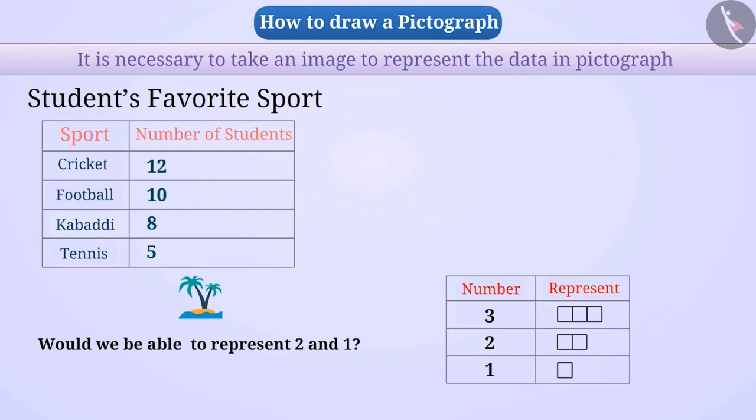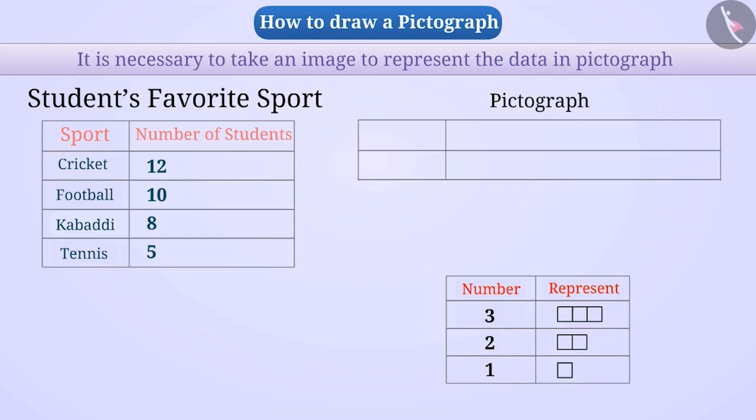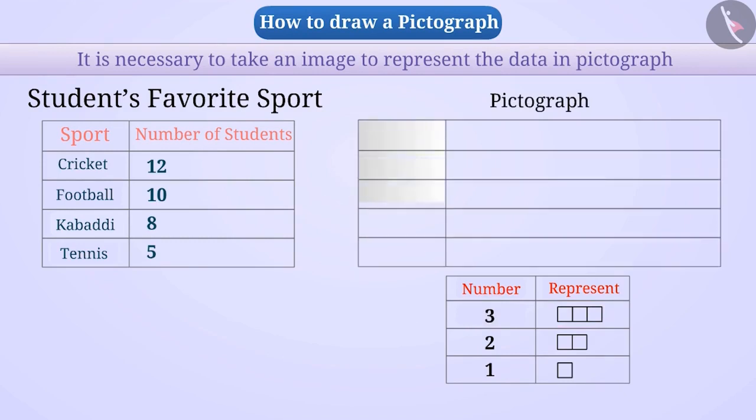No. Hence, we should always use simple images. So, let's draw a pictograph by using the value of this image as 3. We will draw a table. Here, the first column mentions the name of the sport or show its symbol, and the second column represents the number of students in the form of images.